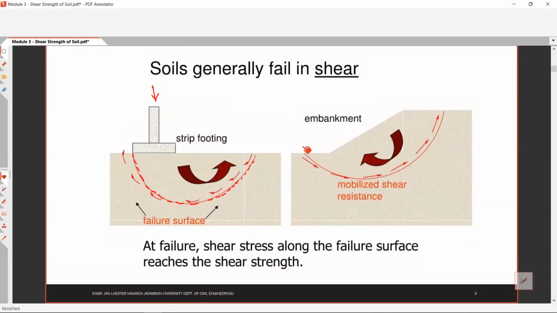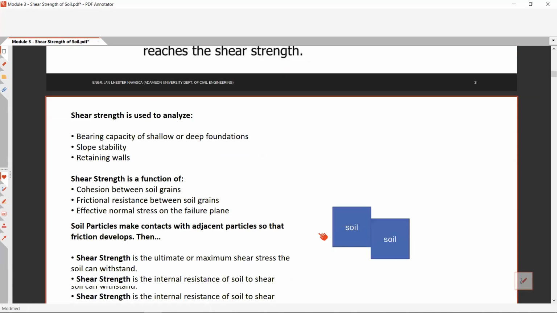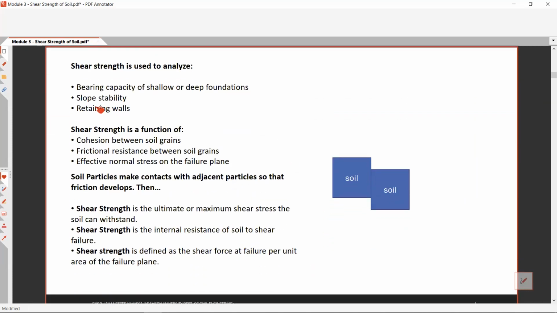For the embankment naman, let's say the soil slope stability of an infinite slope. For example, an embankment: to mobilize the shear resistance, we also have the failure surface at this portion. This one is the failure surface. At failure, the shear stress along the failure surface reaches the shear strength. So shear strength is used to analyze, katulad kanina, the bearing capacity, the slope stability, and the retaining walls.